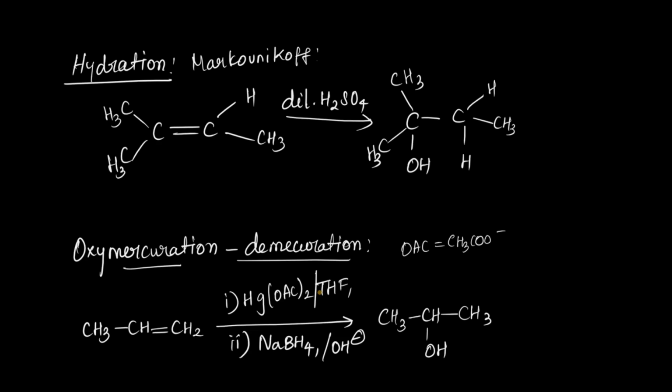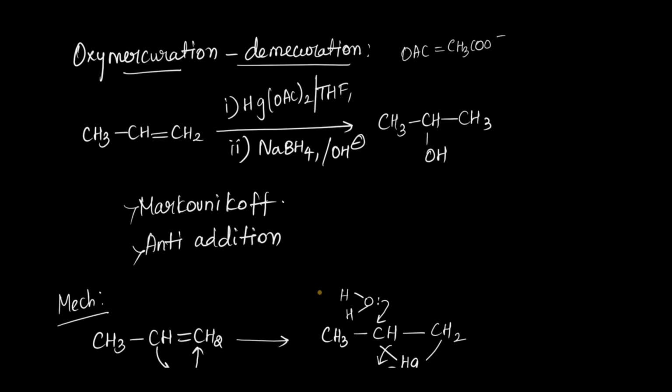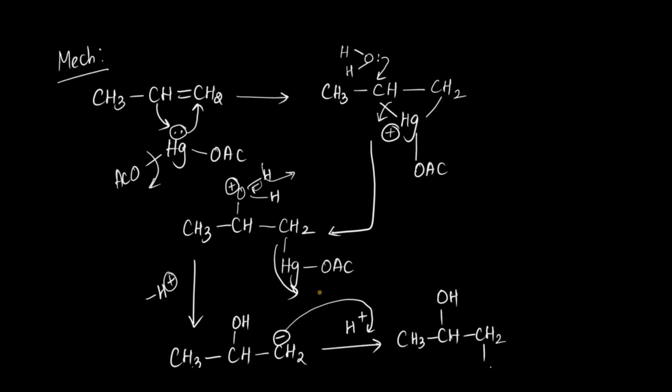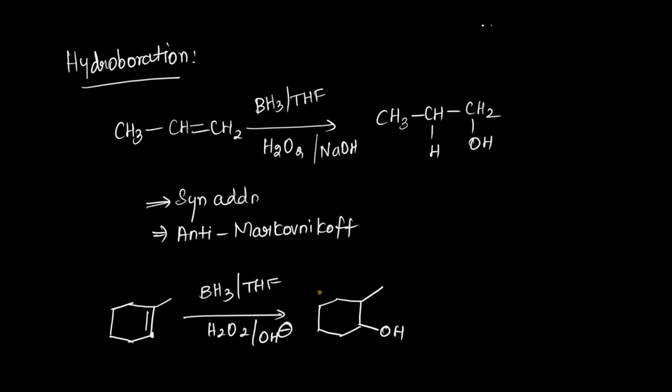Hydration using dilute sulfuric acid, where H and OH are added, is also a Markovnikov product. That is the major product. Then oxymercuration-demercuration, again H and OH, Markovnikov product, but anti-addition. Addition will happen from the opposite side. Again, the mercury will form an intermediate over here to form the product. That's why anti products. Then hydroboration. Here the product is a syn addition product, but the anti-Markovnikov rule is followed. As you can see here, peroxide is there. You can remember it easily.